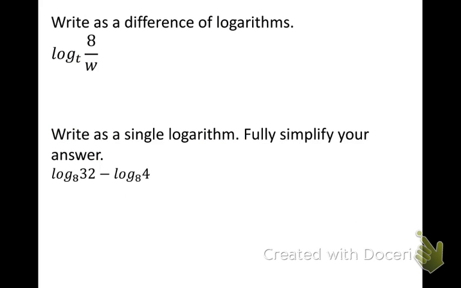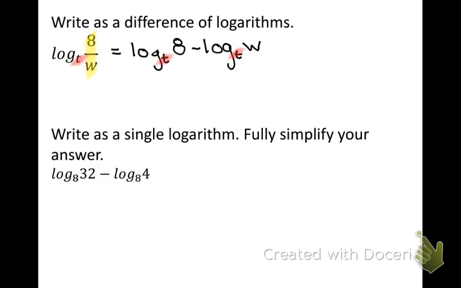All right, next one, we want to write this as a difference of logarithms. Notice this one is already condensed into a single logarithm, but I have my two arguments being divided. So I'm going to break this apart into log base t of 8 minus log base t of w. So it gets broken apart into two separate logarithms being subtracted. And remember that that base has to be the same all the way through.